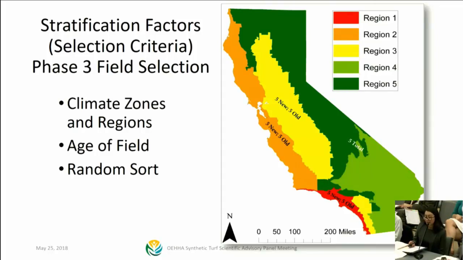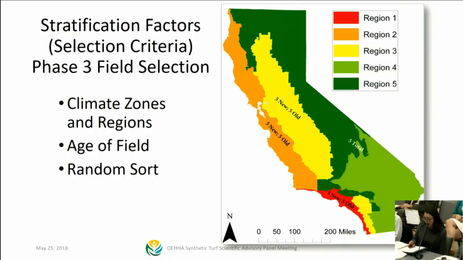Ultimately, we stratified by 2 main factors. The first is climate zones and regions. And as you can see in this map of California, we have grouped 5 different climate regions according to the climate zones. We also stratified by age of field, categorizing fields as old or new.